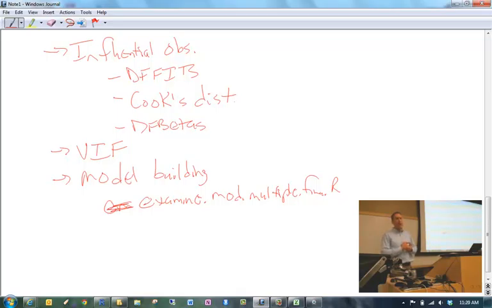Then I might say, well, what would you do next? So given all this stuff that you've told me, what would you do next with this model? Is the model okay to use, or do you need to do some kind of fixes to the model?